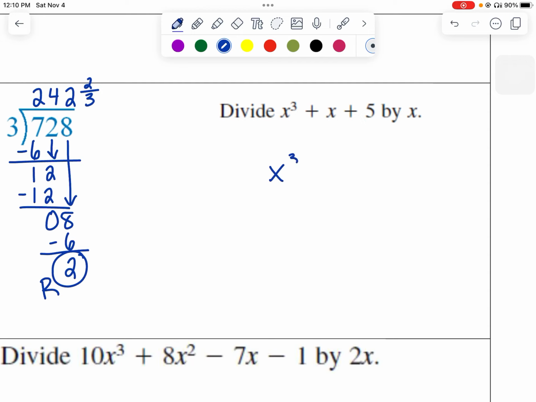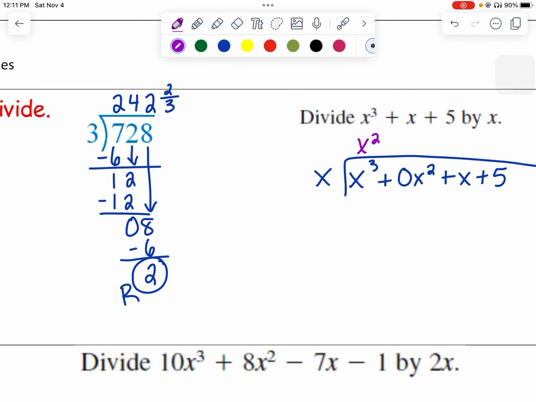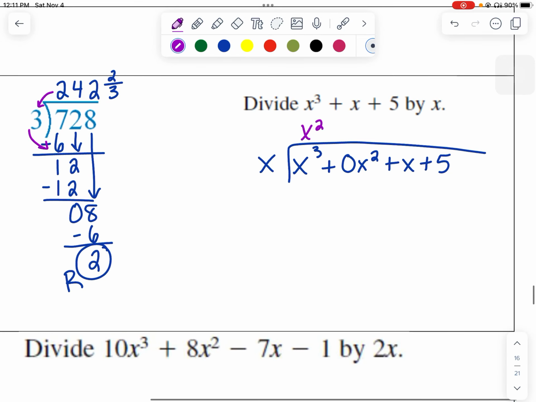Let's do x cubed plus x. Actually, I think we have to put in a term for each spot. So we'd have to do x cubed plus 0x squared plus x plus 5 divided by x. Instead of thinking how many times does x fit into x cubed, we have to think about how many more x's we need to make an x cubed. And so we would need x squared. And similar to how we needed 2 3's to make the 6, we multiply these back together to get this value. We do that here. So x squared times x would be x cubed.